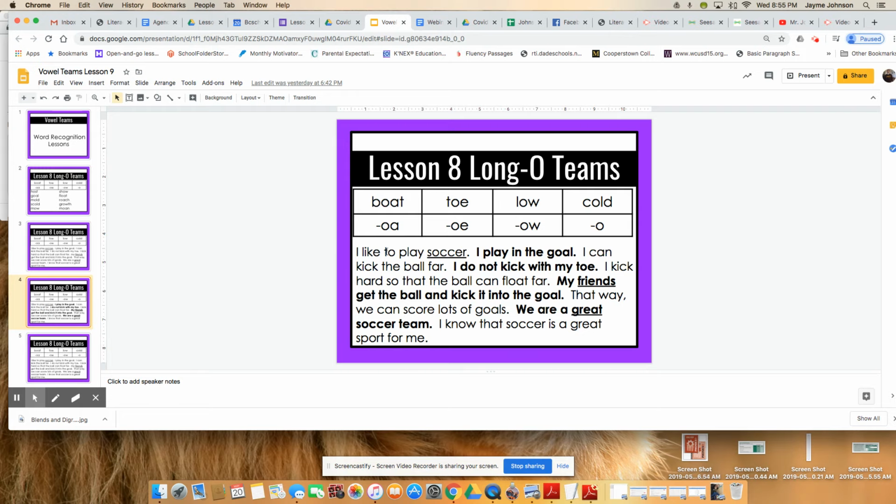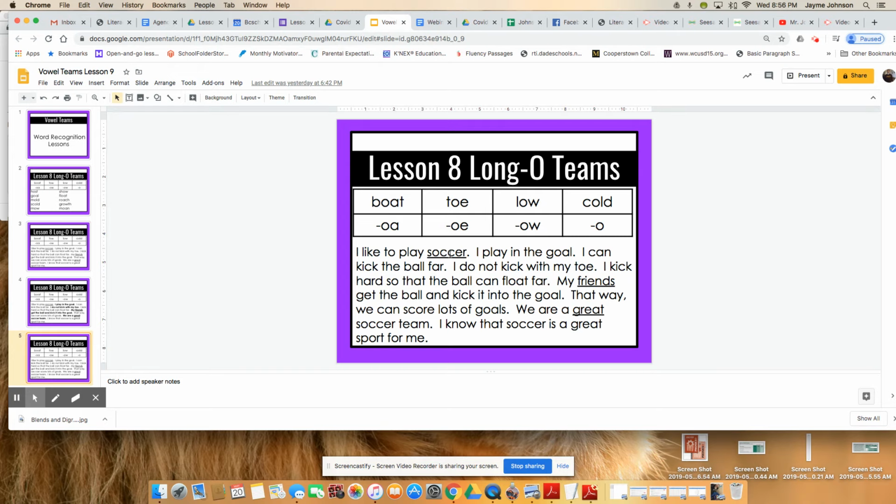We'll try it again. I like to play soccer. I can kick the ball far. I kick hard so that the ball can float far. That way, we can score lots of goals. I know that soccer is a great sport for me. I like to play soccer. I can kick the ball far. I kick hard. There we go. Nice job. Now we'll try and read this three times chorally. Ready? One, two, three.